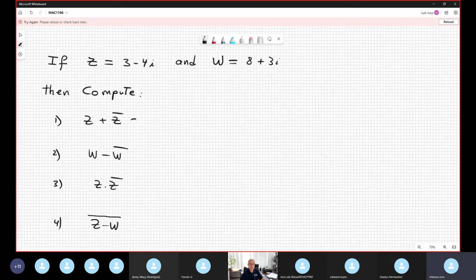So basically, in the first one, C is 3 minus 4i, plus the conjugate of this, which is 3 plus 4i. Yes or no? This guy is this. This guy is this. Wow, look at that, what happened? The imaginary part is canceled. 3 plus 3, 6. Real.